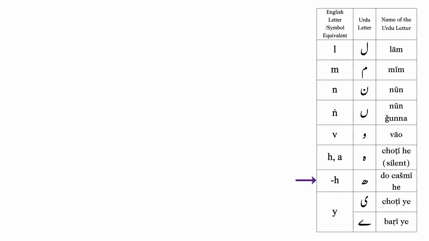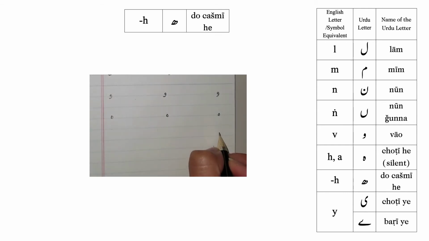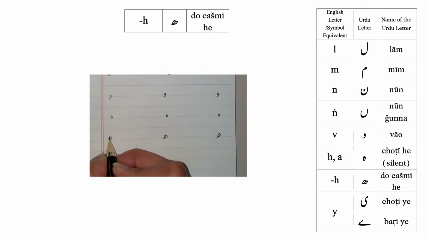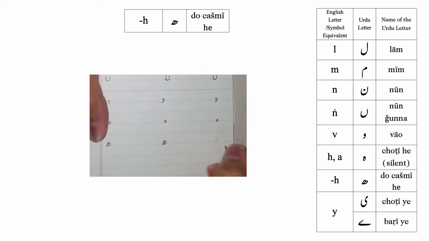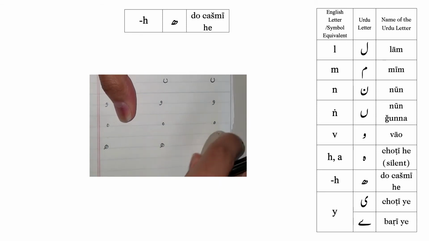Next, we have yet another letter that makes the h sound. It's called do chashmi hai. The good news is, not many words begin with do chashmi hai. The dictionary that I use has a dedicated spot for every letter, even those that don't have any words that begin with that letter. For example, re. But there's no section for do chashmi hai.